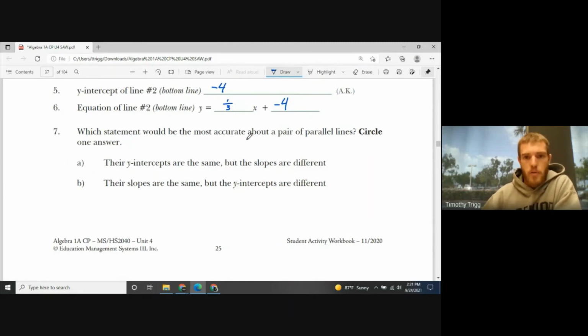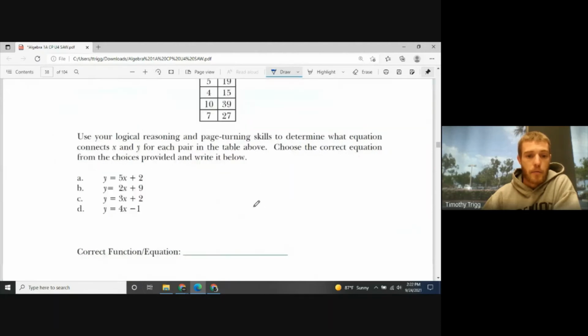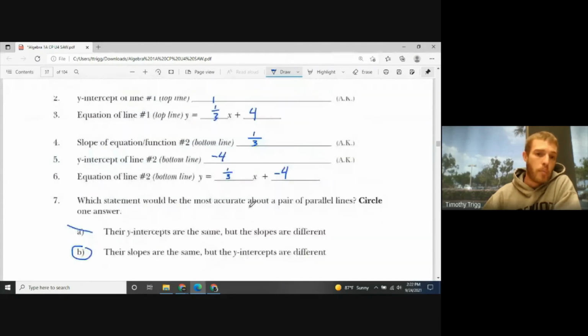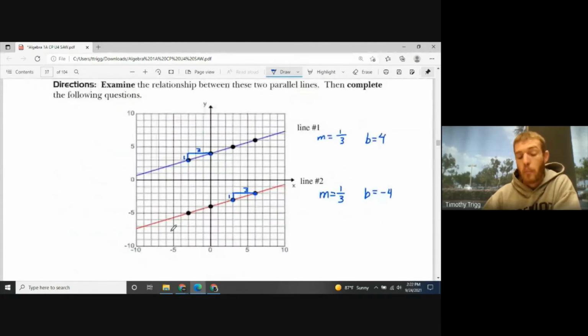Which statement would be the most accurate about the pair of parallel lines? Their y-intercepts are the same, but their slopes are different? No. Their slopes are the same. Yes, but the y-intercepts are different. Okay. Now, that's true for all parallel lines. We'll probably talk about this a lot, but with parallel lines, they always have the same slope.